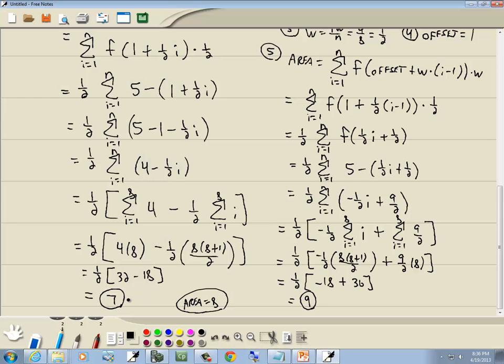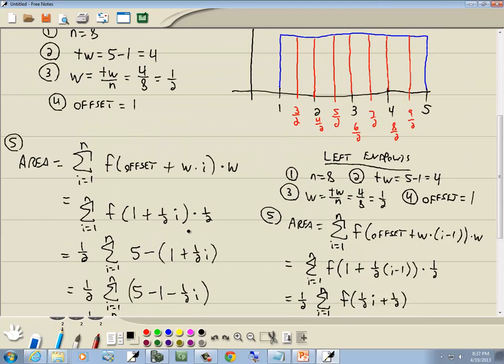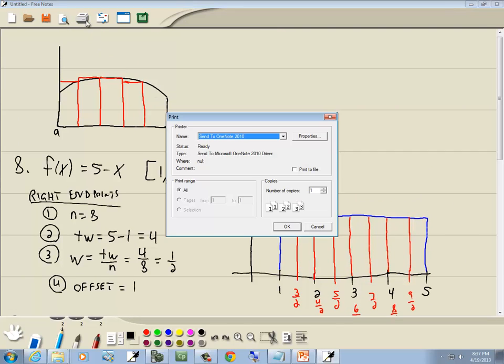Here's an approximation below the actual area. Here's one that was above it, and then again, halfway in the middle. I shouldn't say it's not always halfway in the middle. It depends upon what problem, but you can see 8's in between them anyway. So let me go ahead and save that.